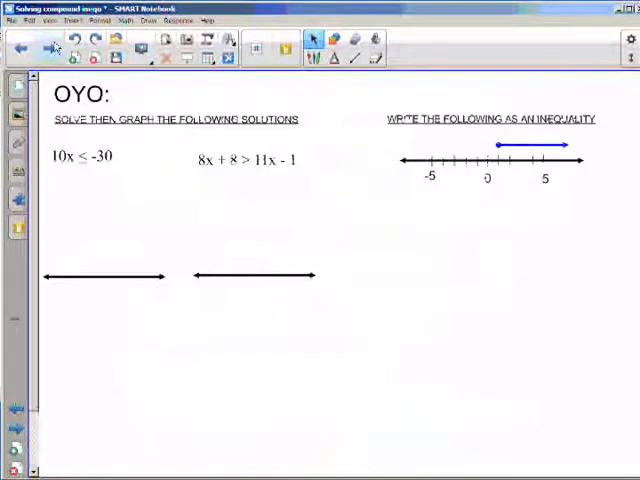All right. On your own, give these a go. Try to graph the inequalities on the left and then try to find the inequality from the graph on the problem on your right, and we'll see you in class.